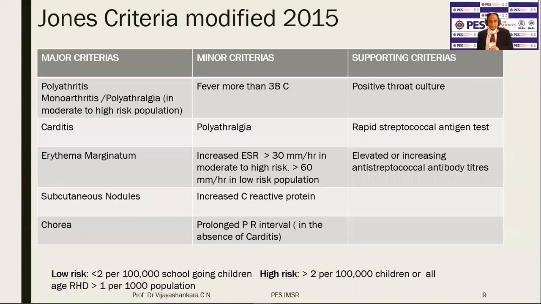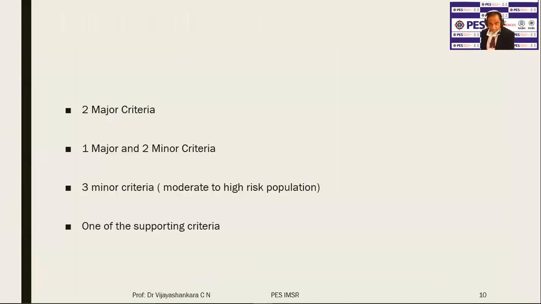The low risk is considered as less than 2 per 100,000 school-going children. High risk is more than 2 per 100,000 children, and all-age rheumatic heart disease more than 1 per 1,000 population. This is how you classify a population as a low risk or a high risk population.